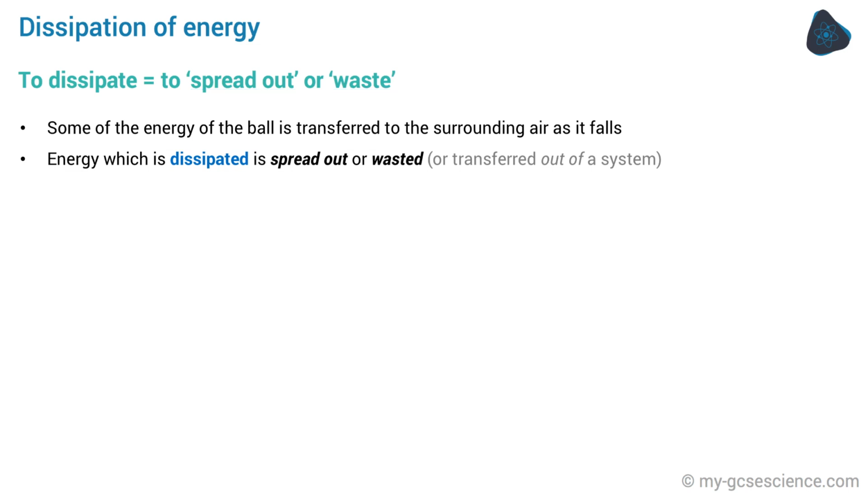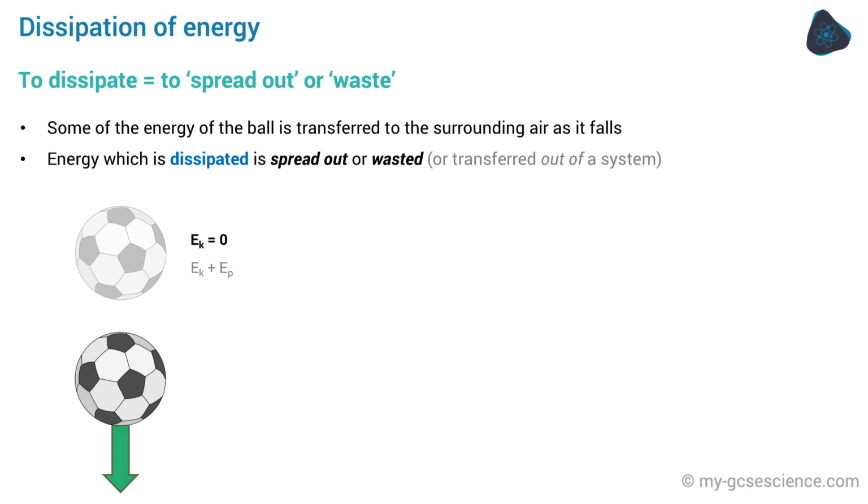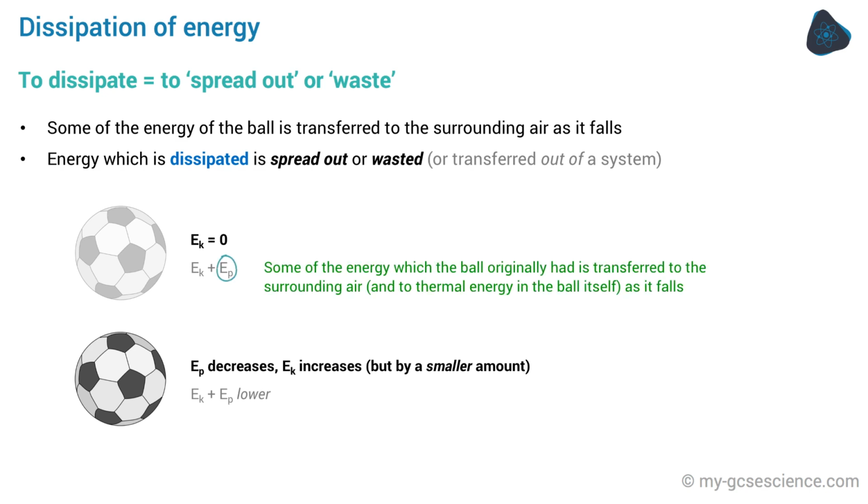In real life, before the ball is dropped, it'll still have the same total amount of kinetic and gravitational potential energy. As it falls though, even though its GPE is still decreasing, its kinetic energy won't increase by the same amount, so it won't travel as fast, and the sum of its kinetic and gravitational potential energies at a given point will be lower. In other words, some of the GPE which the ball originally had is transferred to the surrounding air as it falls. It literally heats up the air as it travels towards the ground.